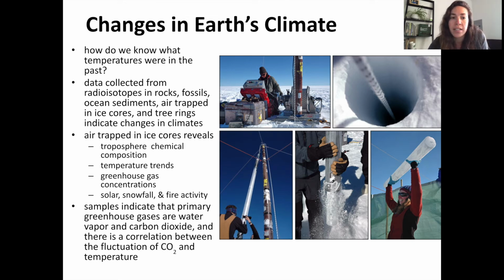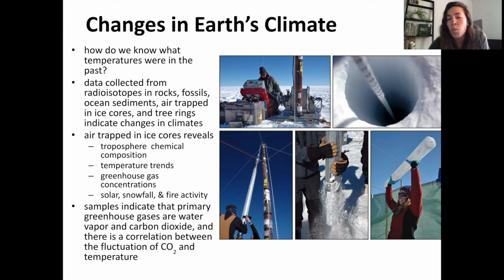Most of our data is collected from isotopes in rock samples, in ocean sediment samples, in fossilized samples. We do an incredible amount of work examining air pockets trapped in ice cores to determine what past atmospheric composition looked like. We can observe tree rings that indicate climate patterns, where greater periods of growth may be associated with warmer, wetter periods versus slower periods of growth may be associated with cooler and drier periods.